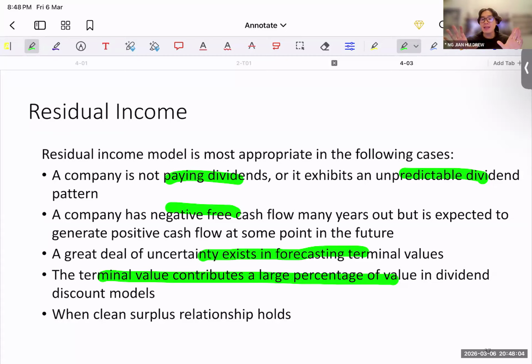However, one of the main caveats here is that for our residual income model, we need to ensure that the clean surplus relationship holds, right? Again, I encourage you to look through lecture 2 in case you can't remember what this clean surplus relationship is. We went into a lot of detail at that point.